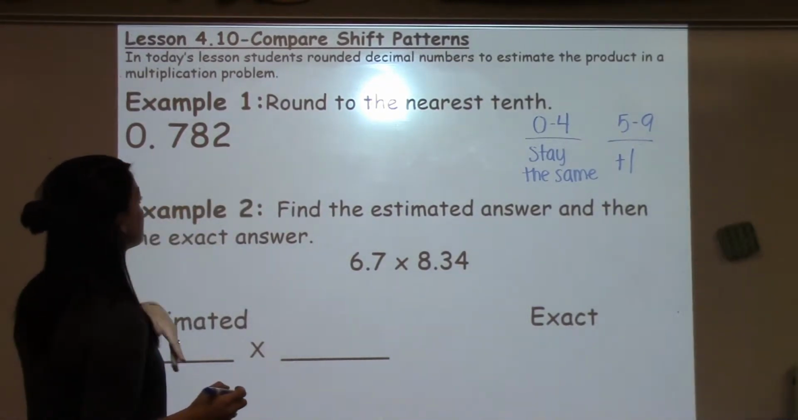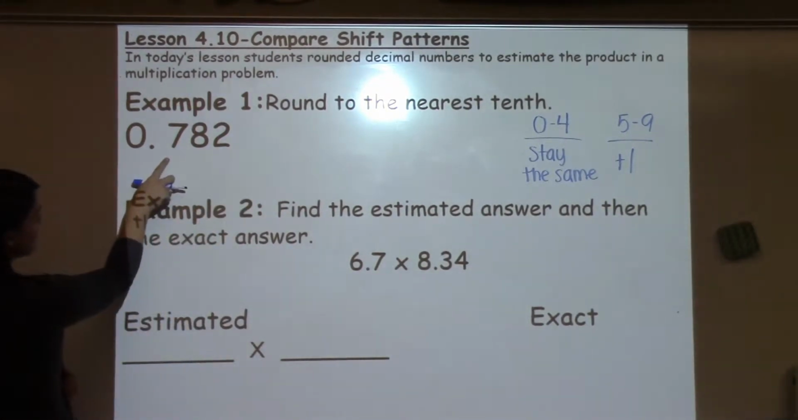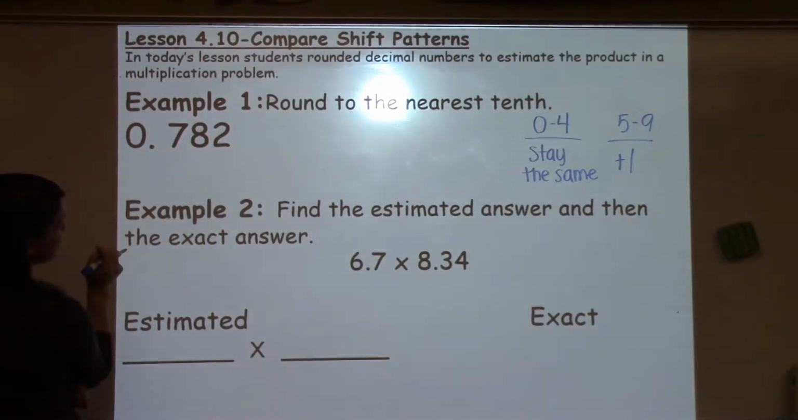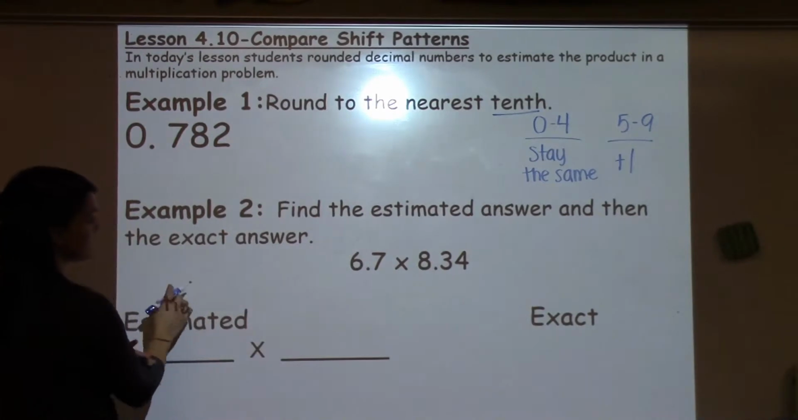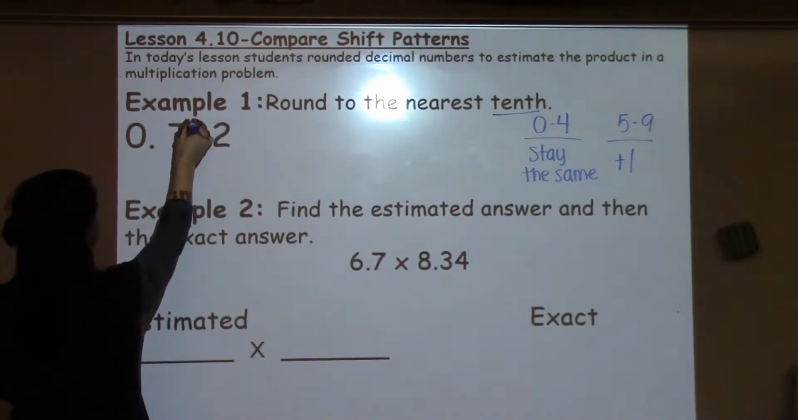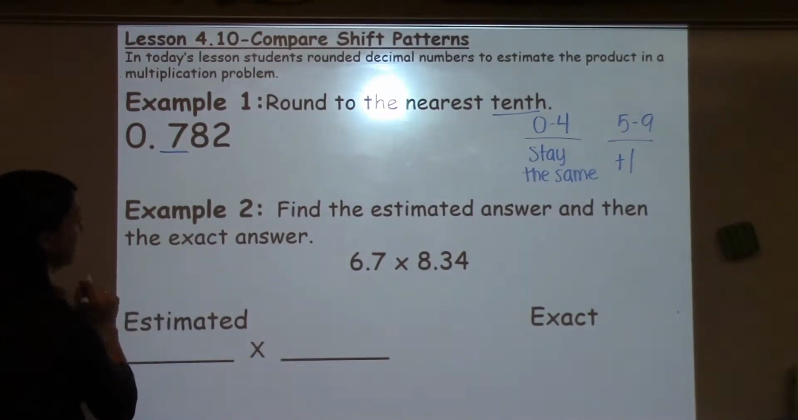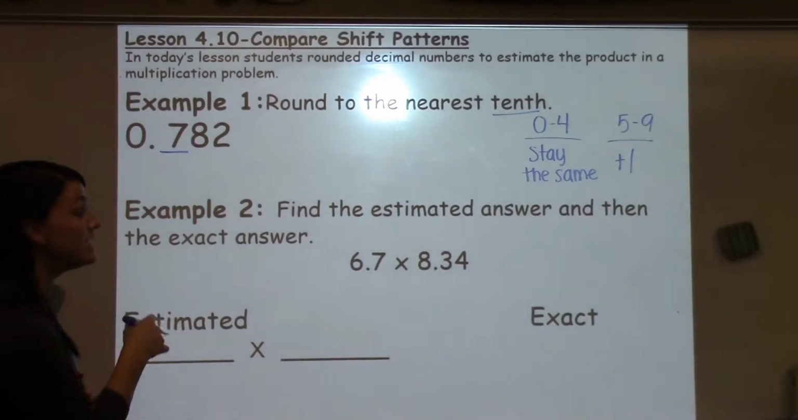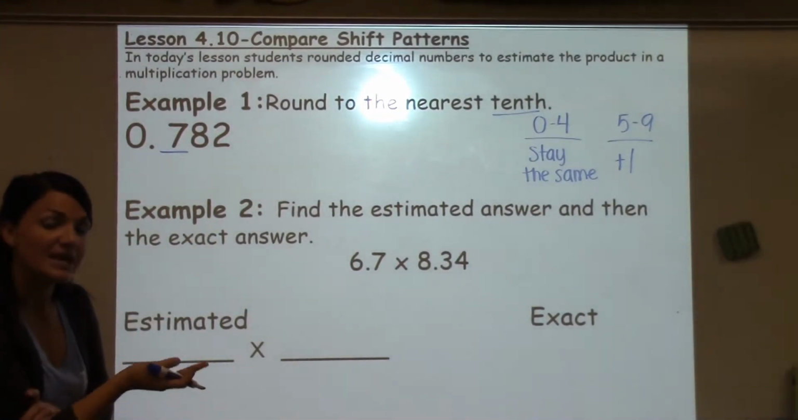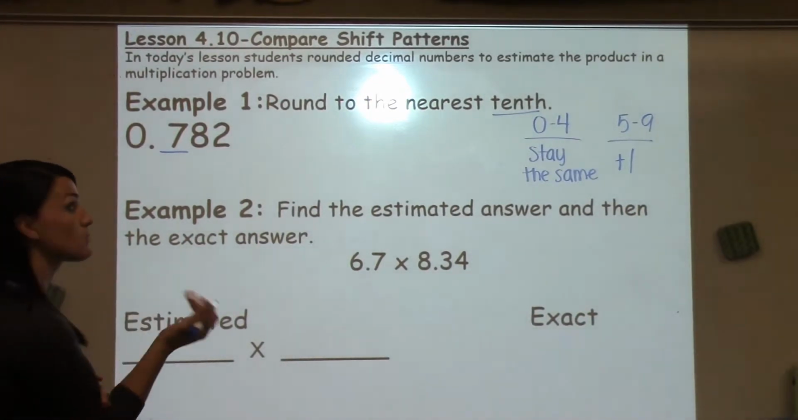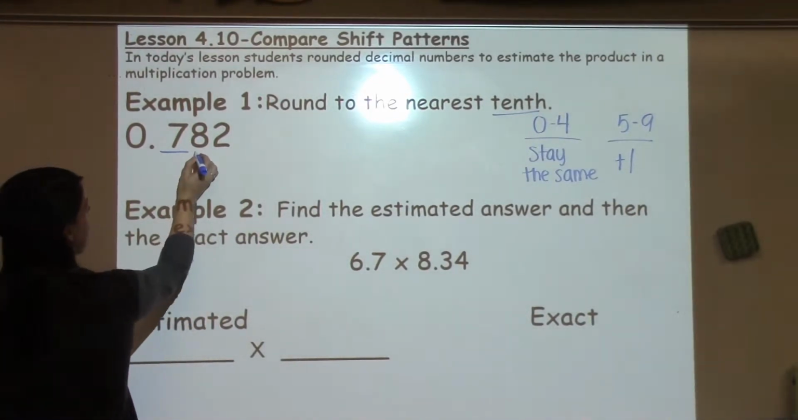Alright, so it says round to the nearest tenth. The first thing that you need to do with a number when you're rounding is identify the place value that you want to round to. So we need to round to the nearest tenth. This number is in the tenths place, the 7. Now, the 7 does matter, but the more important number to help us round is the number that's to the right of the 7, which is the 8.